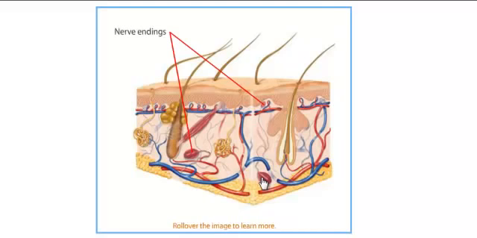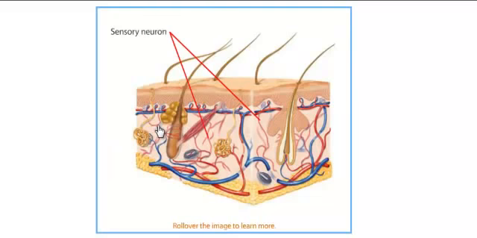And just in summary, the dermis is the layer below the epidermis that has these structures such as the sweat glands, the oil glands, the sensory neurons, the hair follicles, and the hair coming out.